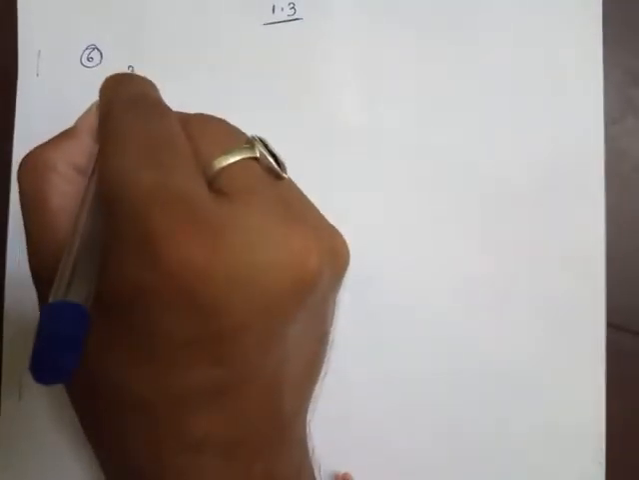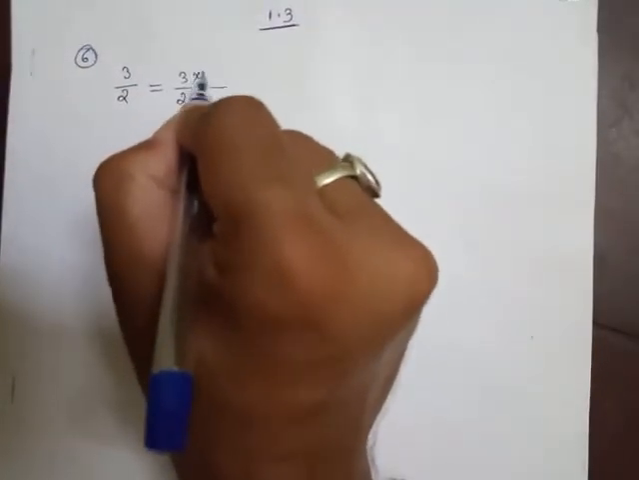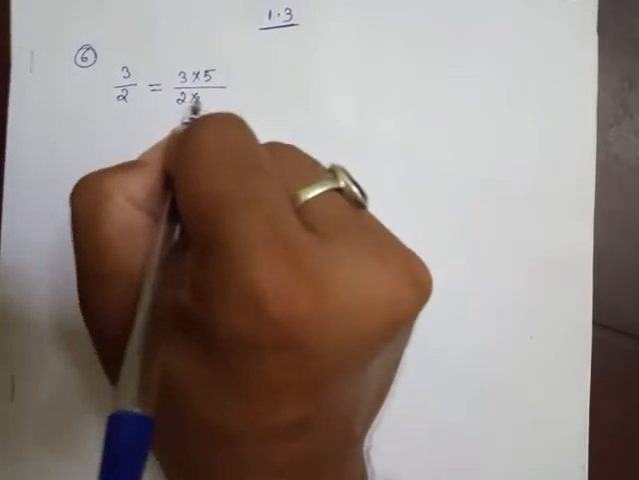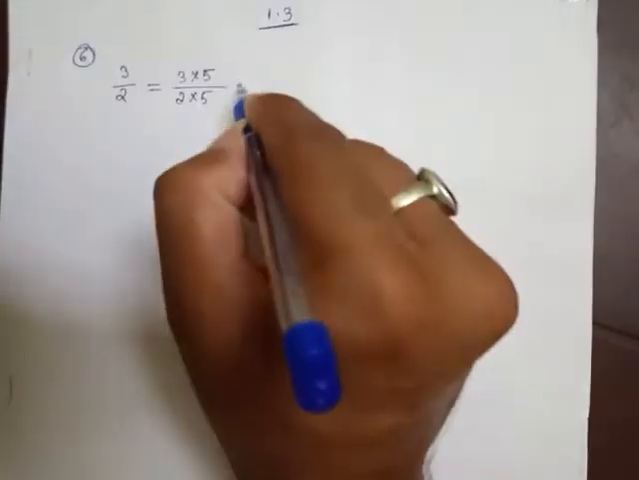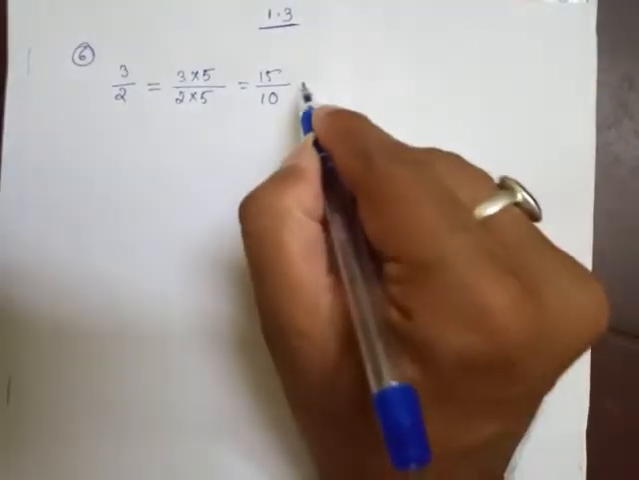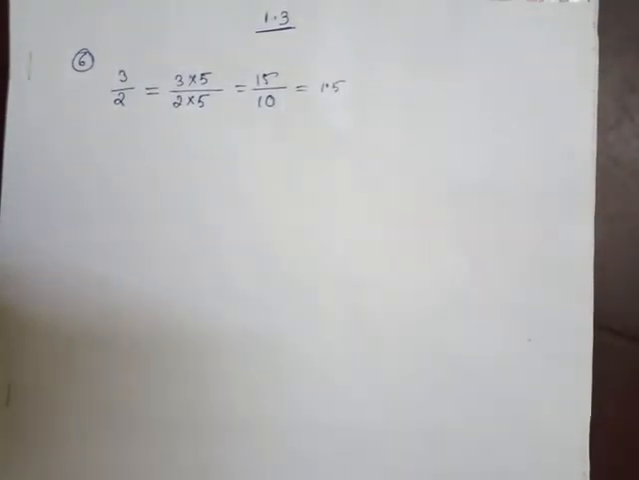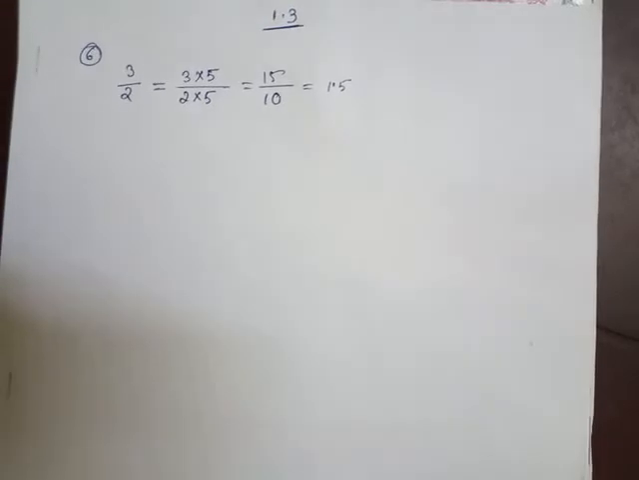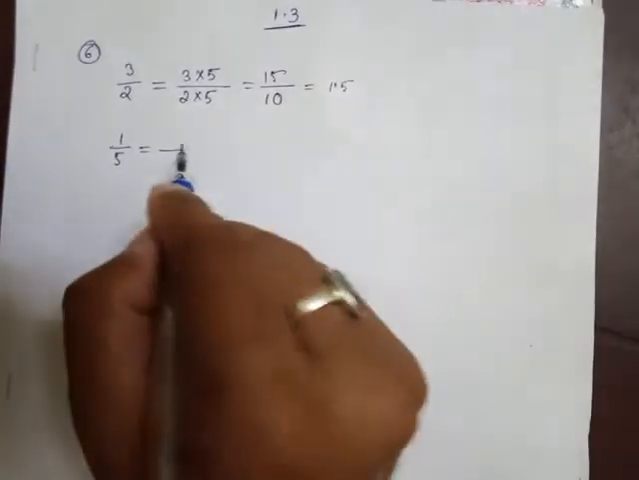First one is 3 by 2. Now look, 3 by 2 can be written as 3 by 2. Now if we multiply the numerator and denominator by 5, the answer would be 3 5s are 15 and 5 2s are 10. Now if I go for the decimal expansion, this is 1.5, and this is one terminating decimal example.